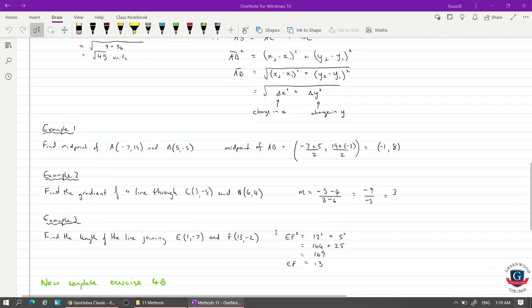So let's look at some examples. The midpoint of these two points: add the x values together, divide by 2, add the y values together, divide by 2, we get negative 1, 8.